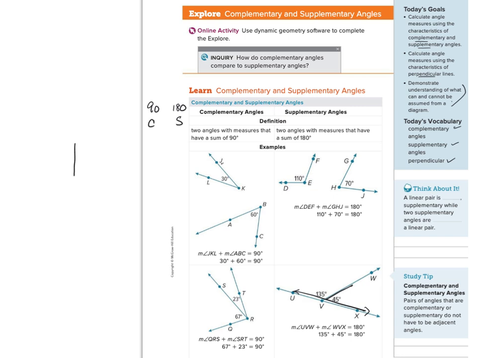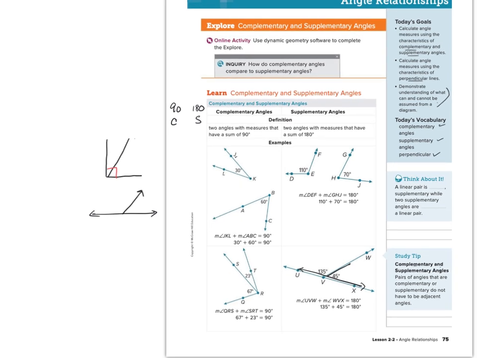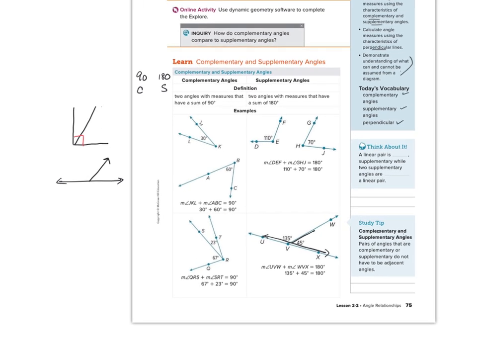Also, my wife told me that when two angles form a right angle, they look like a corner, and corner and complementary both begin with C. Two supplementary angles form a straight line. So straight and supplementary both begin with S. So there you go. That helps us keep those definitions in order.